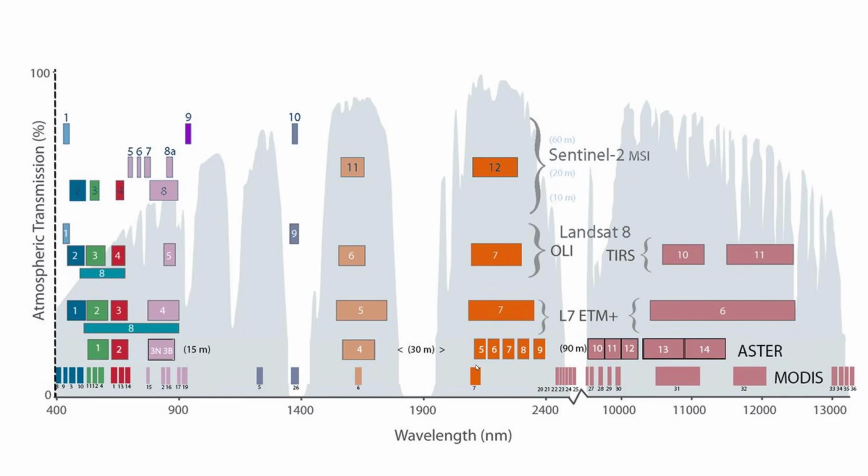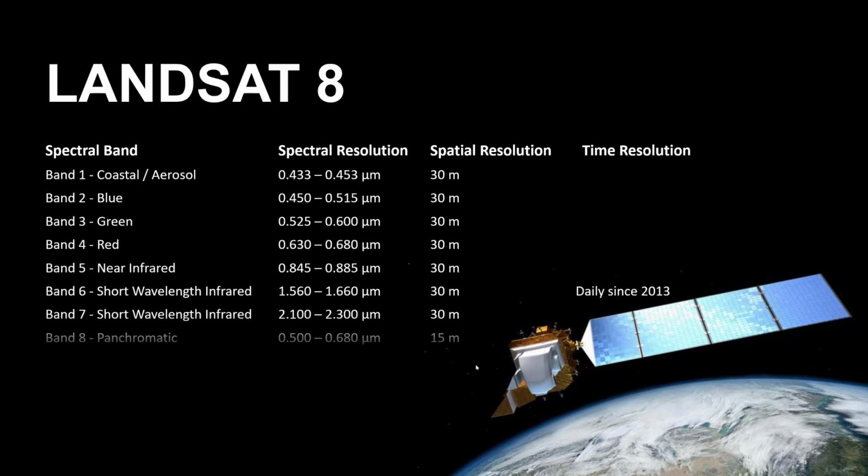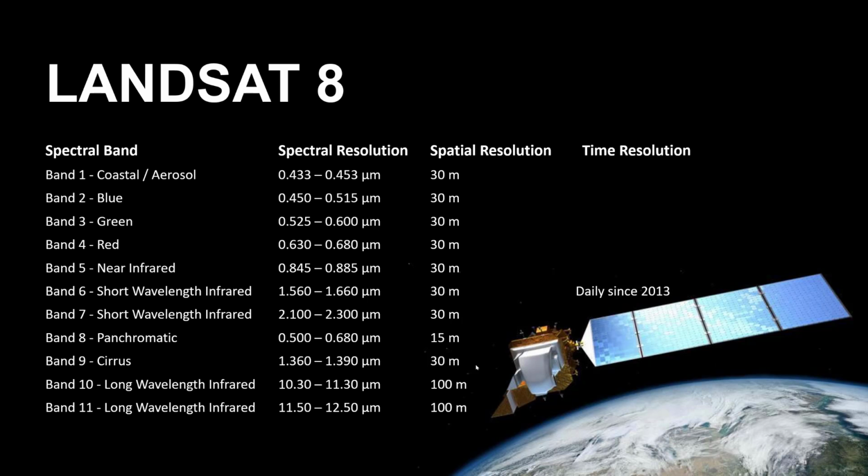Besides the general information, let's talk about two satellites. First is Landsat and the second is MODIS. Landsat 8 started to collect data in 2013 and is still working. It contains 11 bands with spatial resolution from 15 to 100 meters and wavelengths from 433 nanometers to 12.5 micrometers. Technically, it revisits the same place every 16 days.